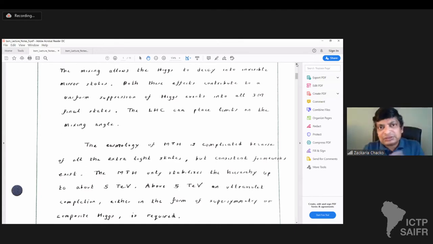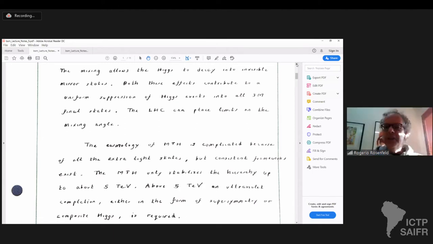Then there are different versions of these twin Higgs models, and in some of them the mirror bottom or the mirror tau can be dark matter also, right? So there are several different versions which can give rise to dark matter.